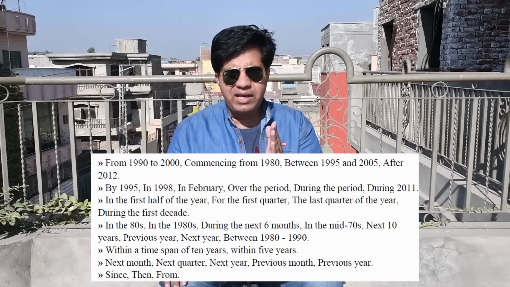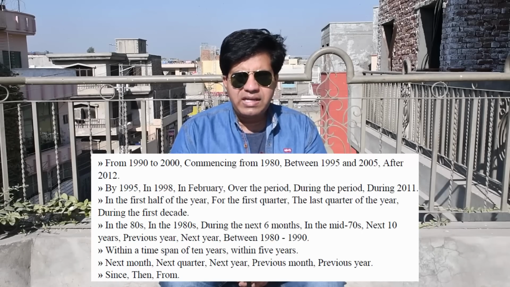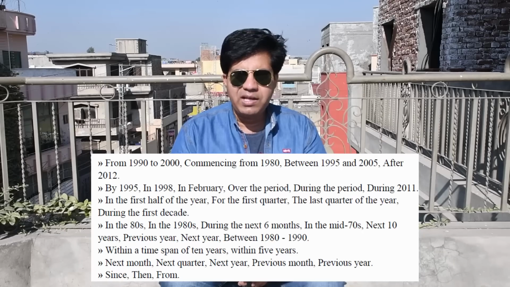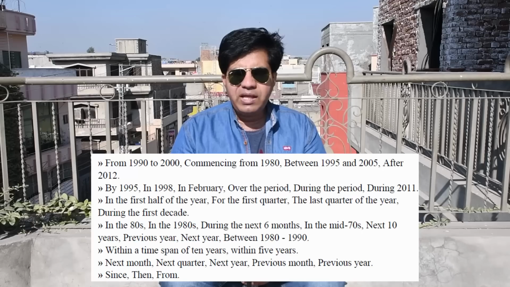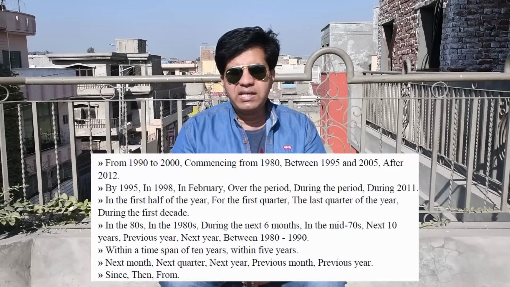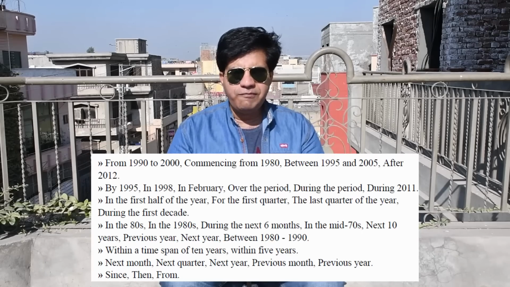Between 1995 and 2005. After 2012, by 1995, in 1998, in February, over the period, or over the period in question, that's what we write as well, during the period, or during this period, during 2011, in the first half of the year, for the first quarter, the last quarter of the year, during the first decade, in the 80s, in the 1980s, during the next 6 months, in the mid 70s, next 10 years, previous year, next year, between 1980-1990, within a time span of 10 years, within 5 years, right?